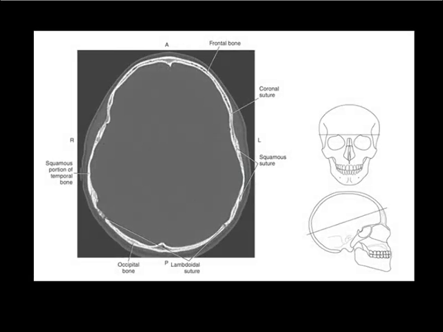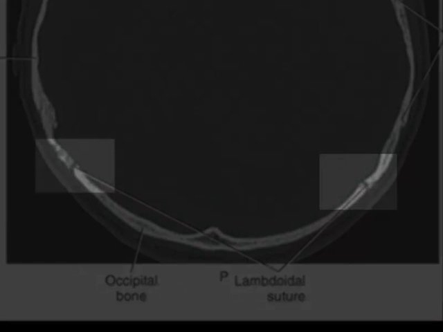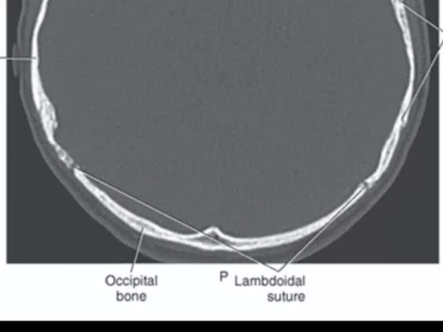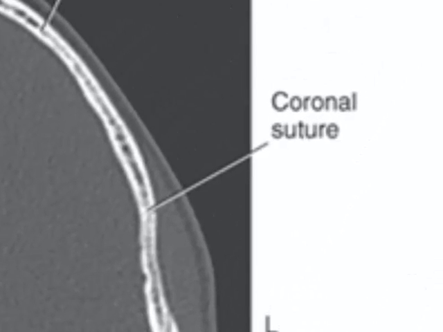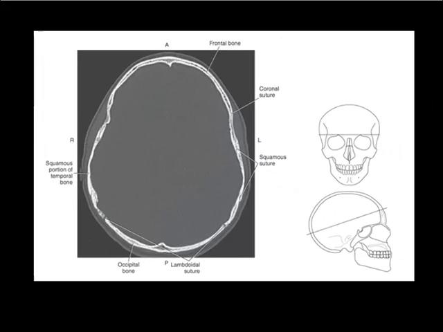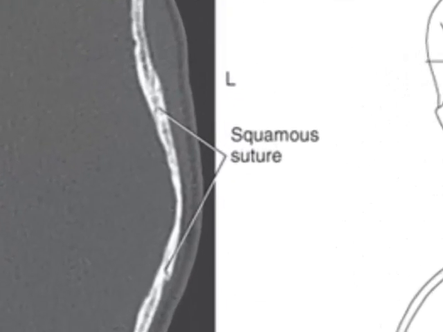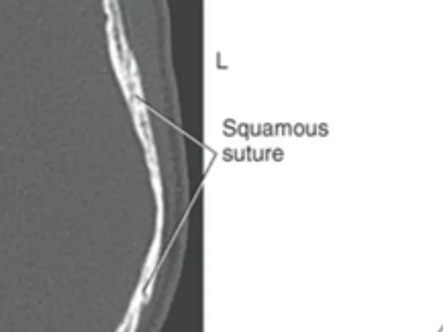In this axial cut, a little bit superior to the one that we viewed previously, again, the lambdoidal suture, pretty easy to see. Coronal suture, not so much, but it is there. And the squamosal suture, also visible to the trained eye.